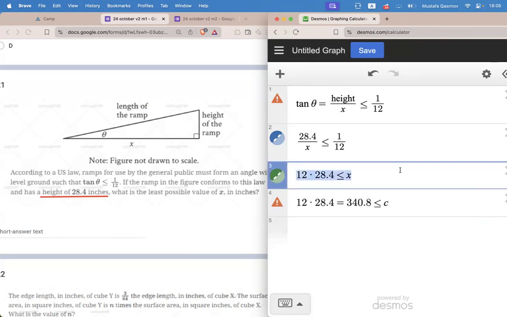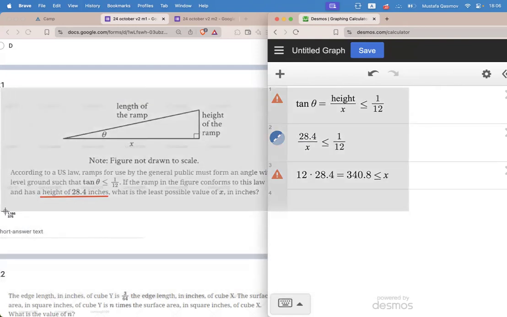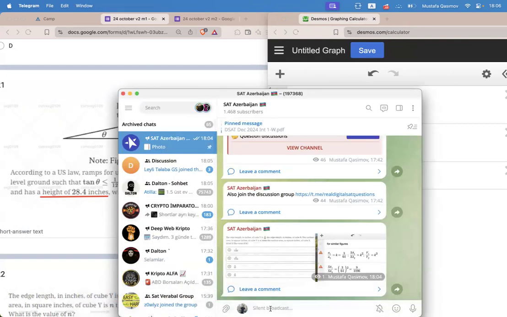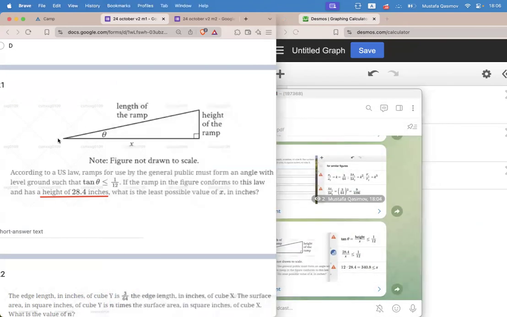I hope you understand. It's also a very simple question. Just wait. You can look at it also from Telegram. I am sending all of them to the Telegram group.